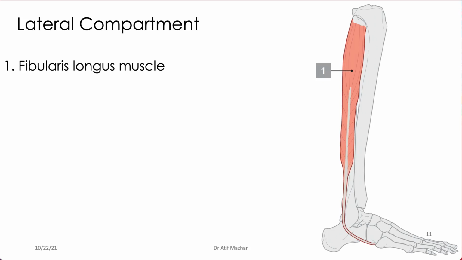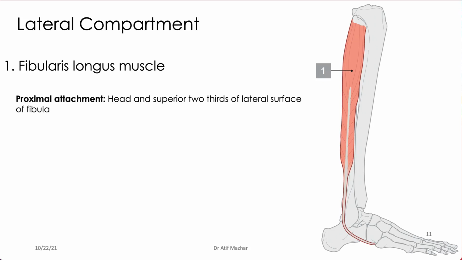Muscle. Proximally, this muscle comes from the head and the superior two-thirds of the lateral surface of the fibula bone. Remember, the fibula bone is primarily made for muscle attachment, and the tibia bone primarily does the job of weight transmission. This muscle descends laterally. At the lower third, it becomes a tendon, and this tendon disappears in the sole of my foot. Let's see where it's distally attached. It's attached to the base of my first metatarsal and the medial cuneiform bone.